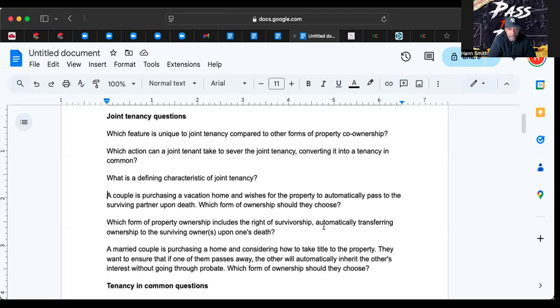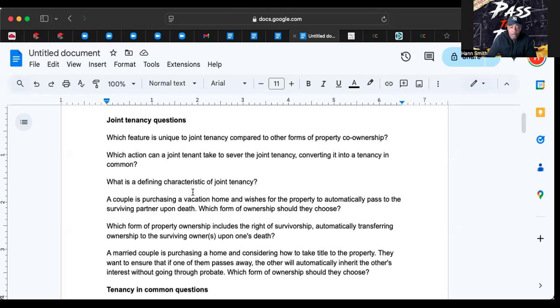That's another way they may ask you the question, and the answers will be tenancy in common, tenancy by the entirety, joint tenancy with the right of survivorship. These last two questions are more like the questions that you will probably see on the test than the other questions. So this is the definition of joint tenancy.